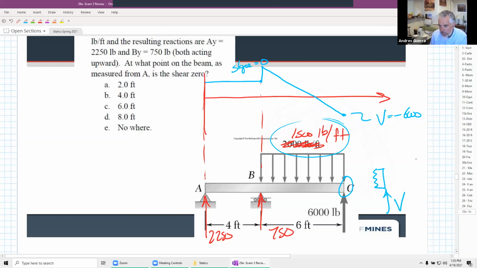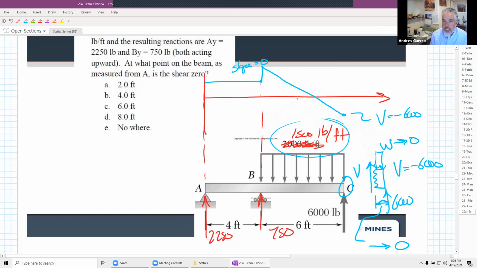We have this 6,000 pounds going up, and we have V. Which way should we draw V for positive? We're going to draw V going up as positive when we're looking to the right of a cut. Our distributed loading, as we get really, really close to C, as that distance approaches 0, our W approaches 0, or the contribution of W approaches 0. So you can see when we sum force in the Y, we're going to find that V is equal to minus 6,000 pounds for that one.